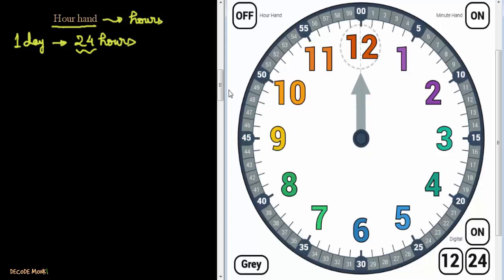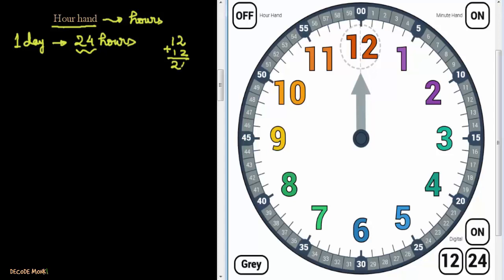But one day has got 24 hours, and we know that 2 times 12, or 12 plus 12, is equal to 24. So we can infer that the hour hand moves round the dial of the clock twice, 2 times on the clock. So these 24 hours are divided into two 12-hour parts.